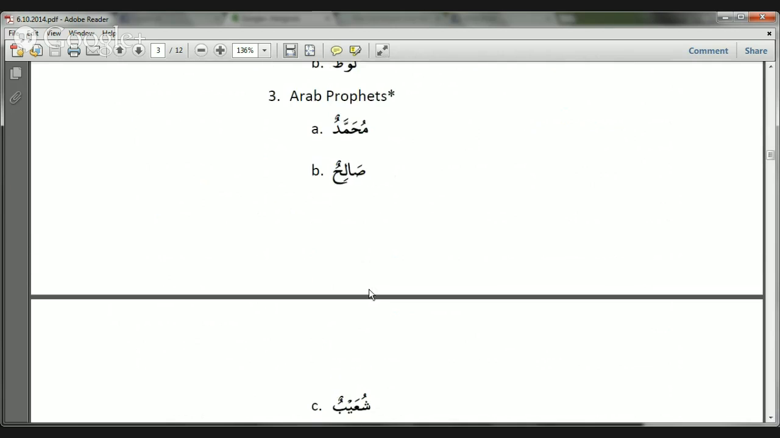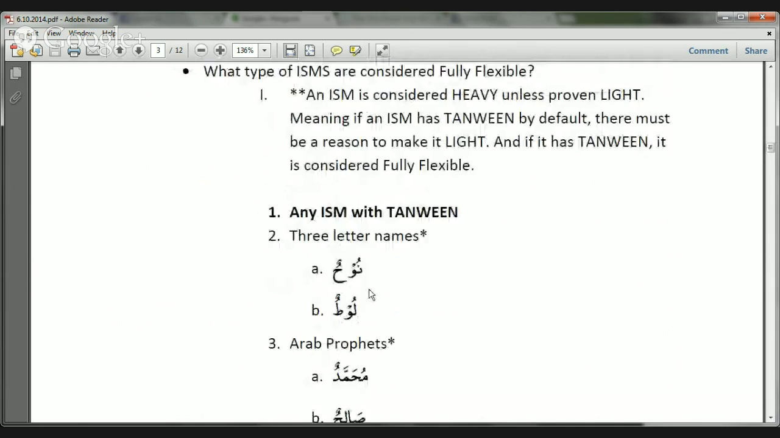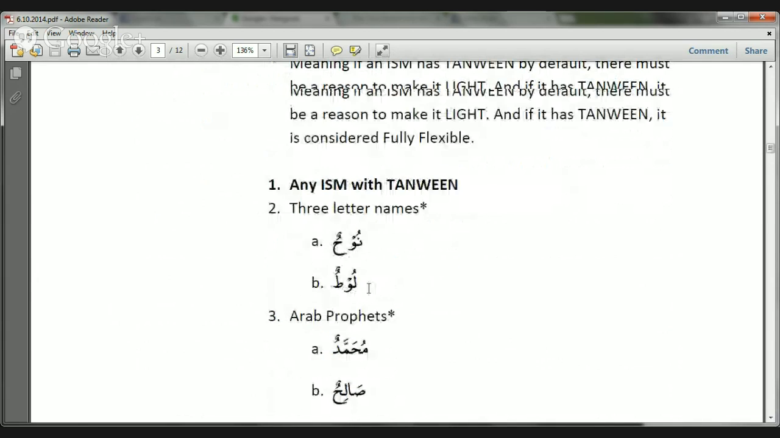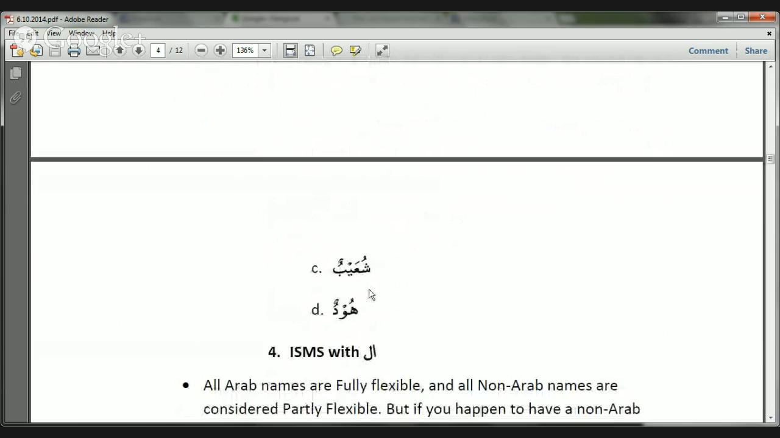And that if it's a non-Arab name, but it has three letters, this should actually be non-Arab names with three letters. I would correct that if I were you. I'll go back and correct that. It should be non-Arab names with three letters. And number four, it's isms with alif lam.